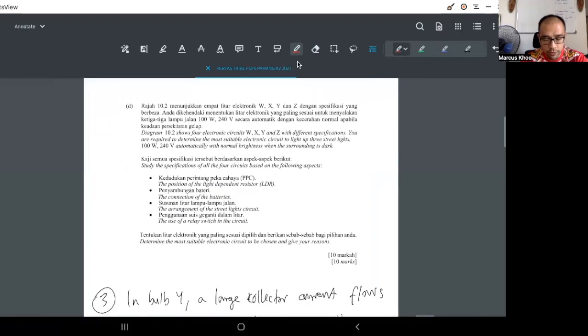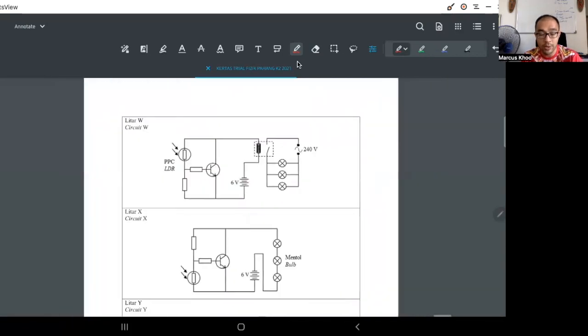Diagram 10.2 shows 4 electronic circuits with different specifications. You are required to determine the most suitable electronic circuit to light up 3 street lights automatically with normal brightness when the surrounding is dark. Okay, that's what we want. So talk about the position of the LDR, connection of the batteries, the arrangement, and the use of the relay switch in the circuit.